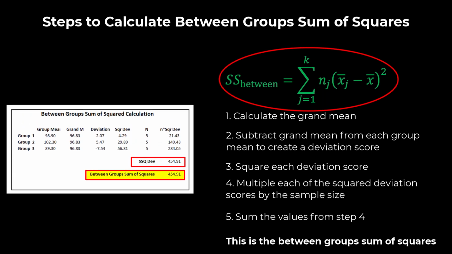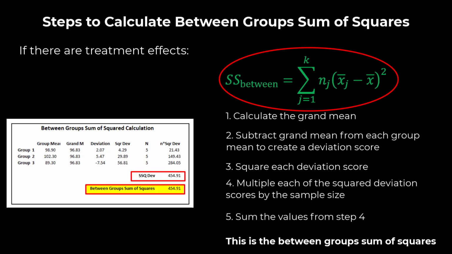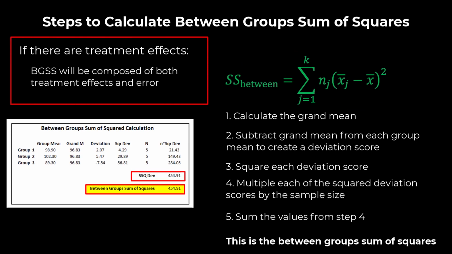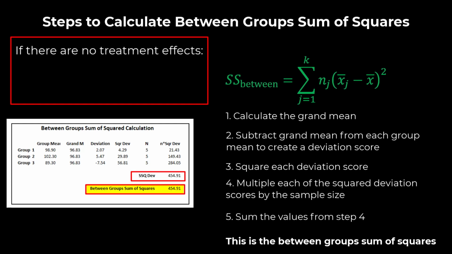As we pointed out earlier, if there are treatment effects present in the study, the between groups sum of squares will be composed of variation due to both treatment effects and error. If there are no treatment effects, it will only be composed of error.